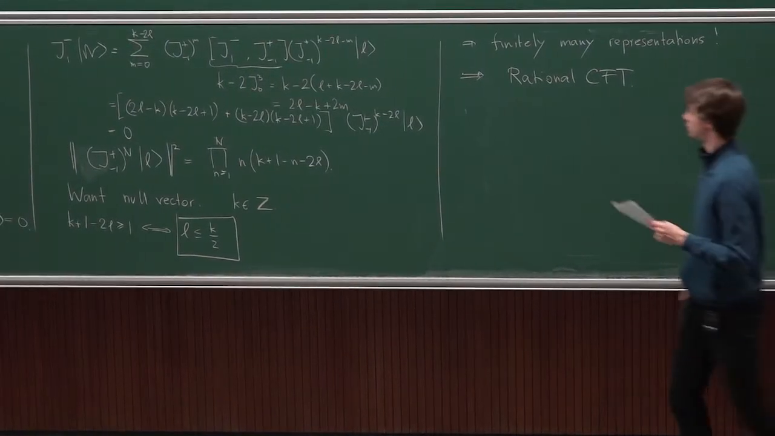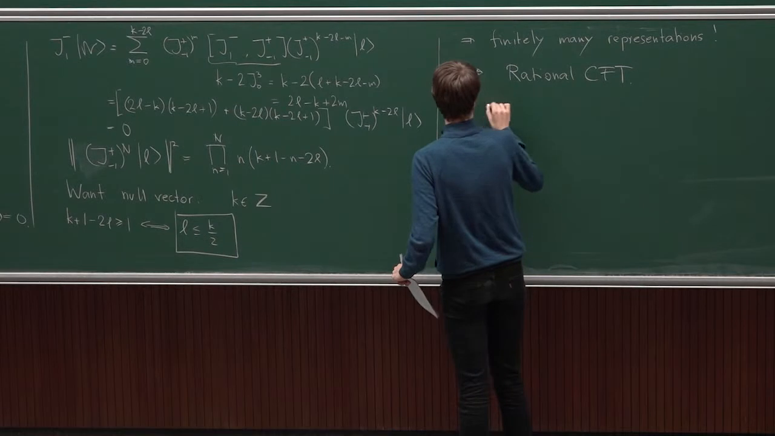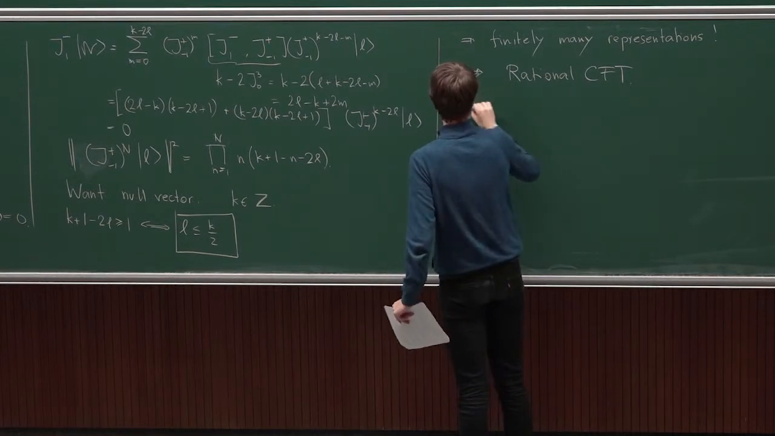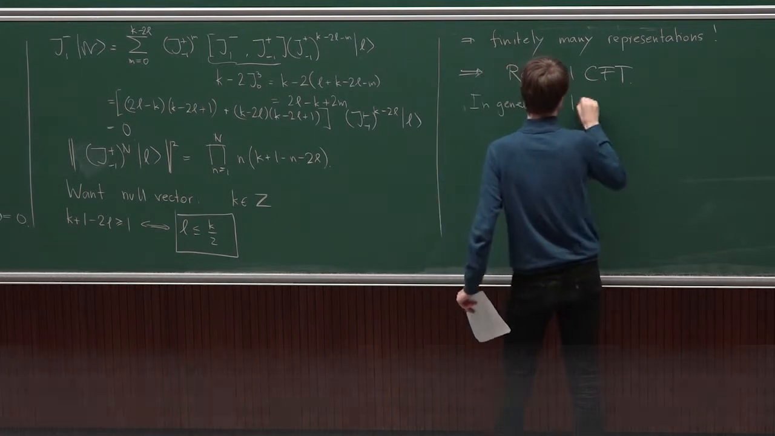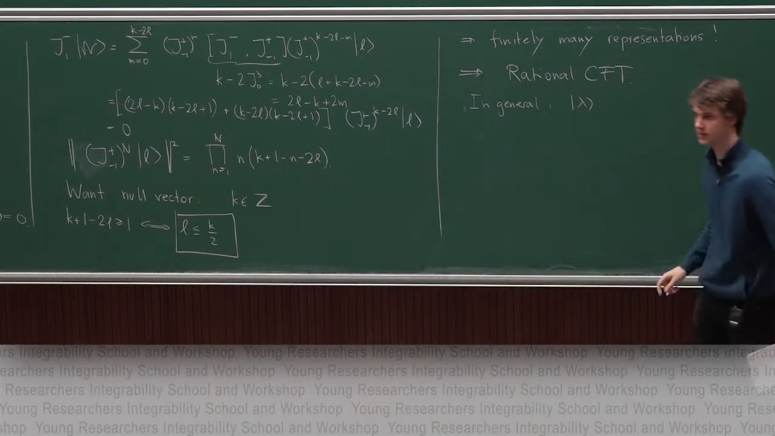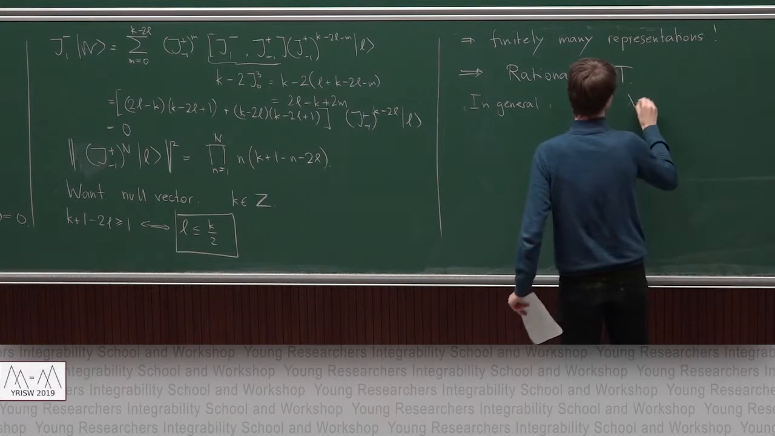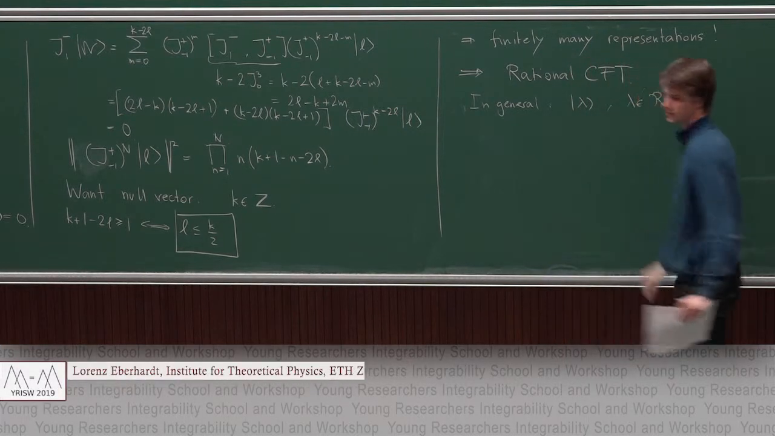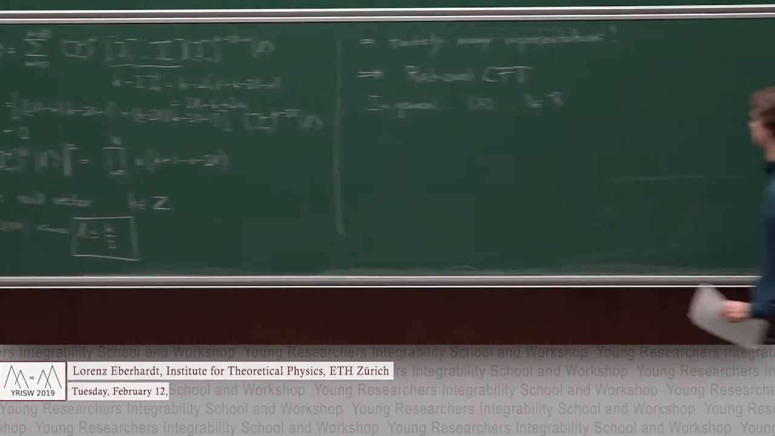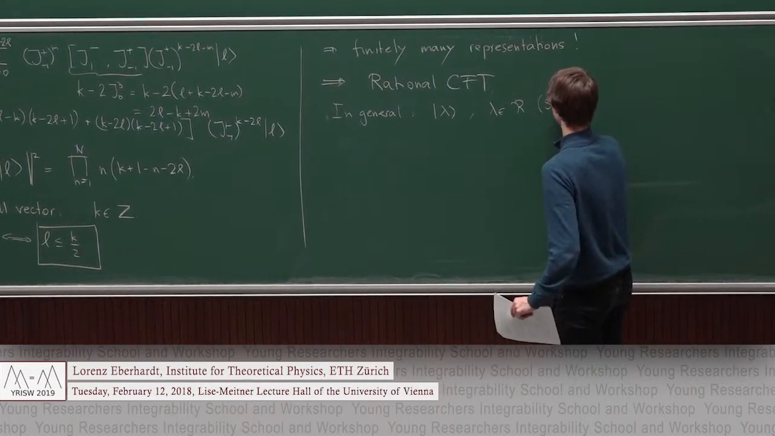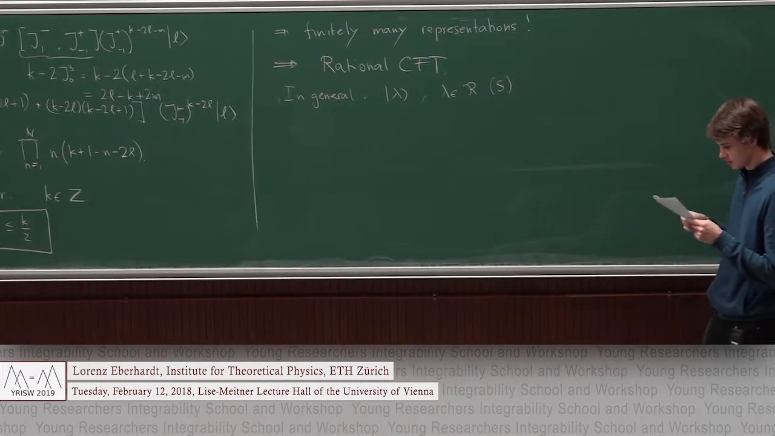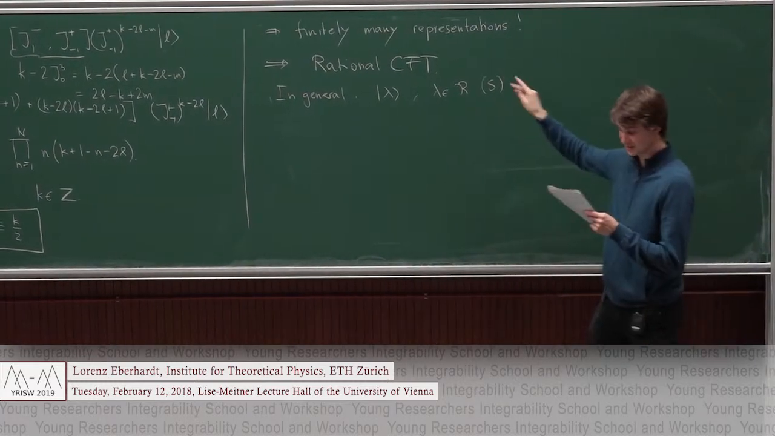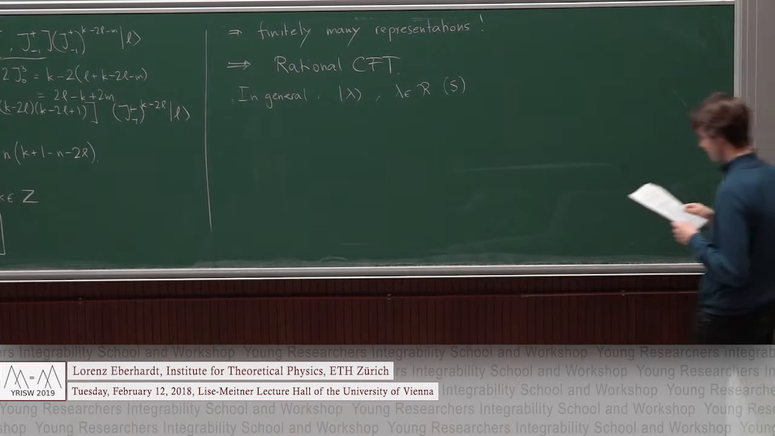Good. So in general, just some terminology. I wrote these highest weight states as lambda, and lambda runs over some set of allowed representations, which I will call R. Sugawara called it S, but then there are too many S's, so I like R better. Good. And this set is finite, because we are dealing with rational CFTs.